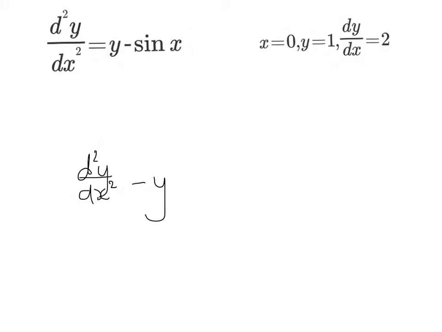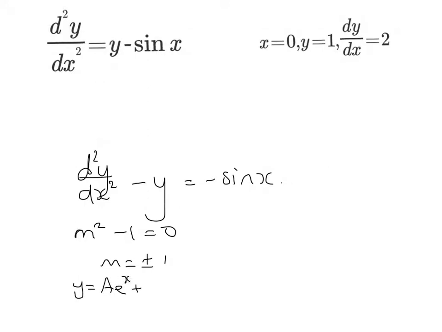We'd move the y to the other side, minus sine x. Then we'd have the auxiliary quadratic, which would be m squared plus no m minus 1 equals 0. So m would be plus or minus 1. That would give us a complementary function of y equals a e to the x plus b e to the minus x. Then we'd look at the right hand side and set up the particular integral, which would be an amount of sine x plus an amount of cos x.